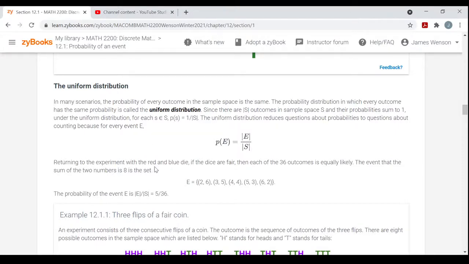So returning to that experiment with the red die and the blue die, if the dice are fair, then each of the 36 possible outcomes is equally likely, with a probability of 1 out of 36. So then the event that the sum of the two numbers is 8, which has these outcomes, 1, 2, 3, 4, 5, is 5 out of 36. The size of this set divided by the size of the sample space. And again, you can only apply this formula when every outcome in the sample space is equally likely, when you have this uniform distribution.